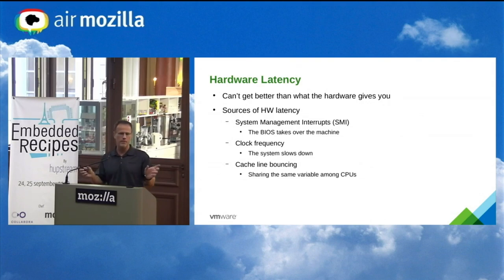So basically, if you have two CPUs running, and two applications that are sharing the same variables, you have to be careful about that, because even read-write locks are horrible, because there's a lot of cache line bouncing that they cause.